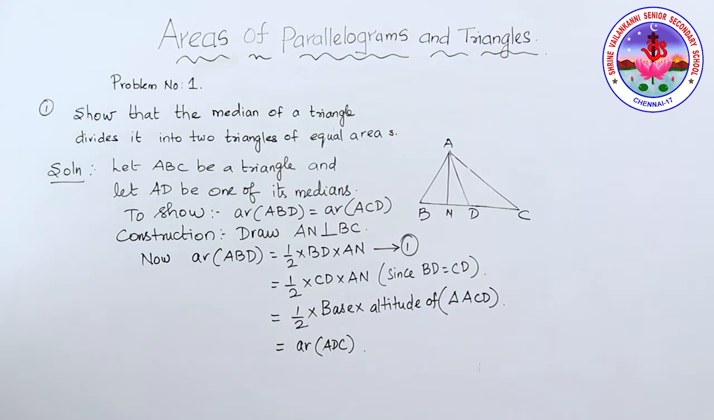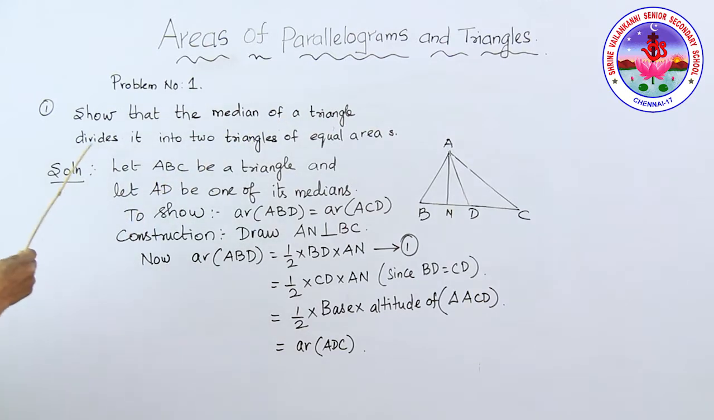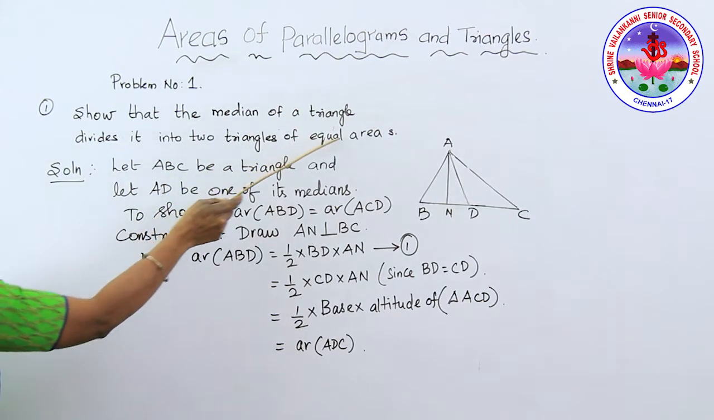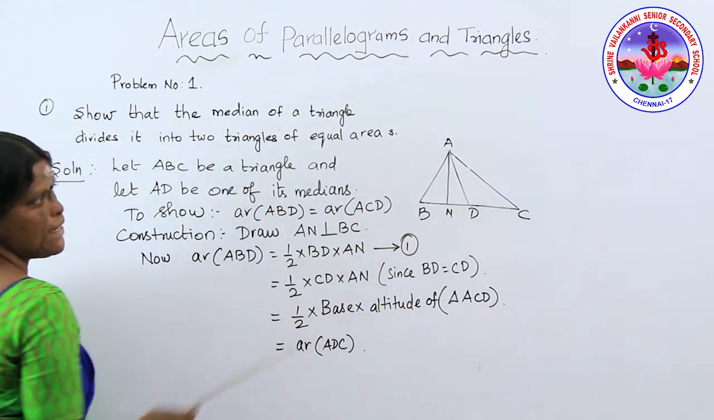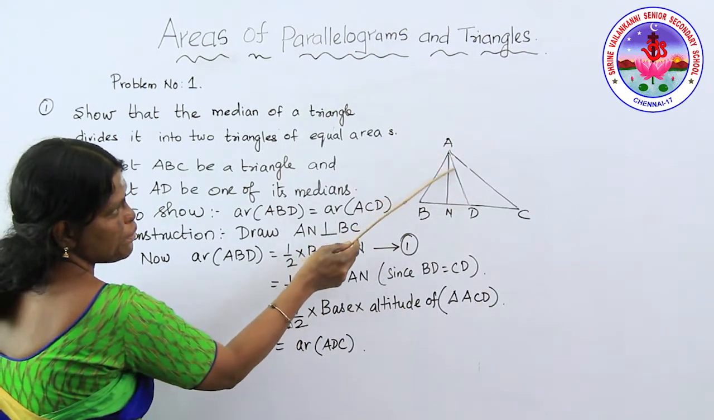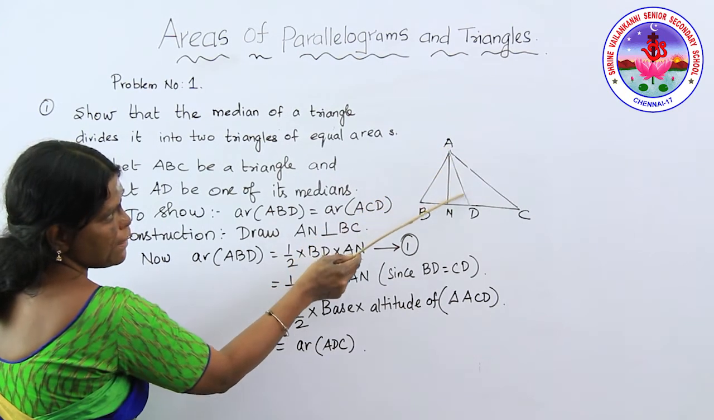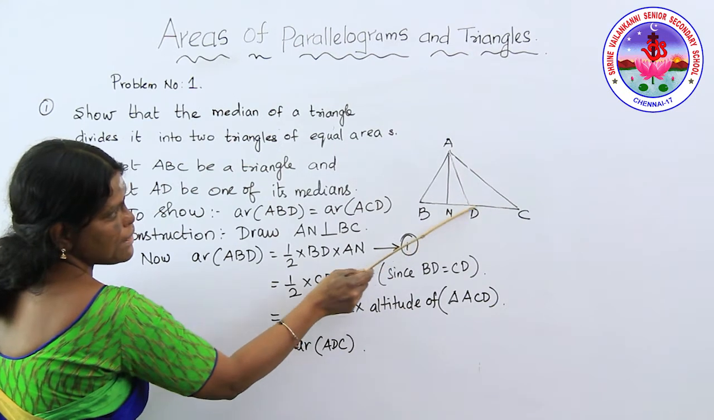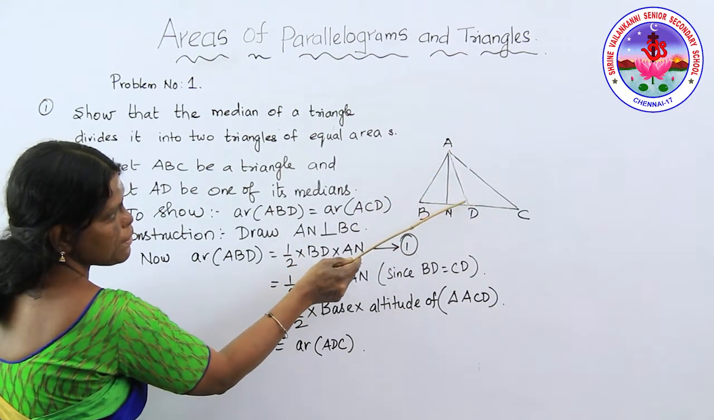Problem number 1. Show that the median of a triangle divides a triangle into two triangles of equal areas. So we consider the triangle ABC where AD is the median. The median is defined as a line drawn from the vertex A touching the base at its midpoint. So here D is the midpoint. Joining AD, AD is called the median.